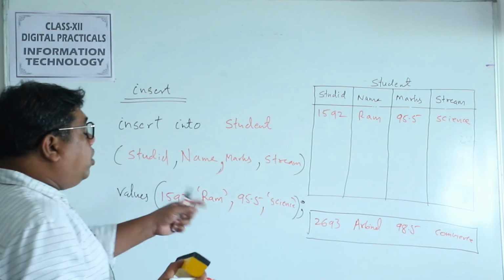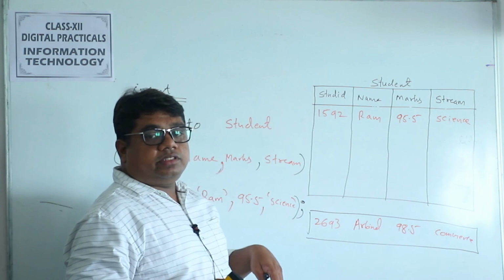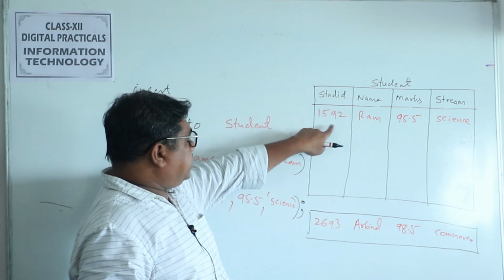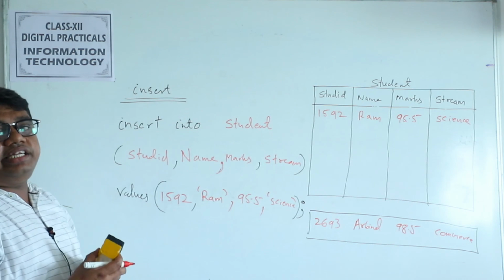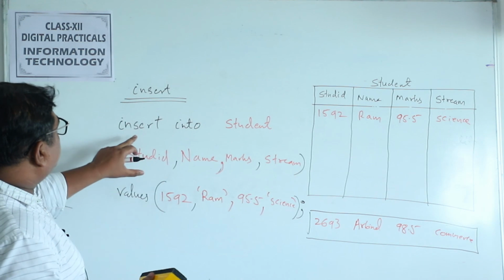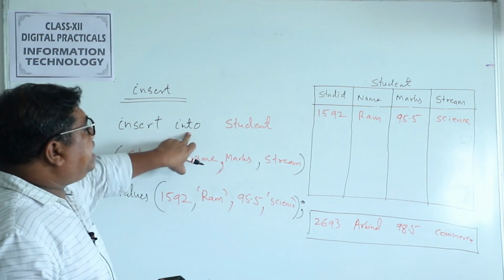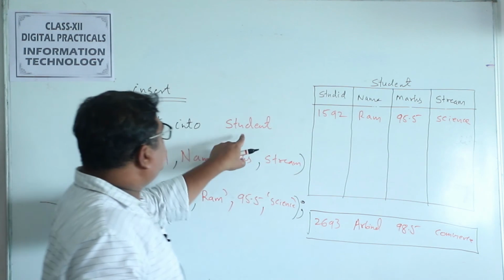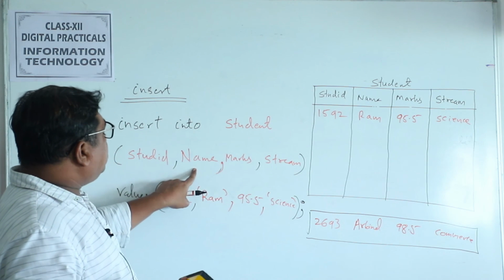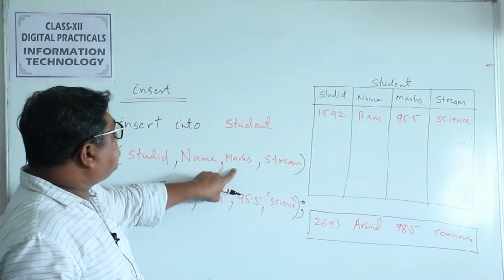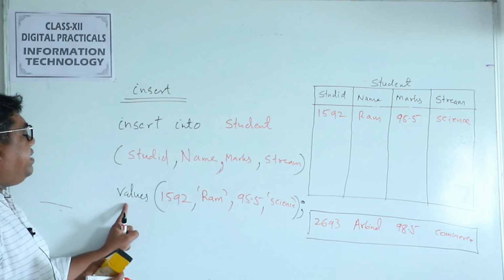Okay. So how to add a second row here? See, we have added the first row. Now I want to add another row to this table. We will use the same command, that is the insert command. And how to use it? Insert is a keyword, into is a keyword, and what is the table name? The table name is student, and the first column name is student ID, then the second column name is name, the third column name is marks, and the fourth column name is stream. Then we will use the keyword values.